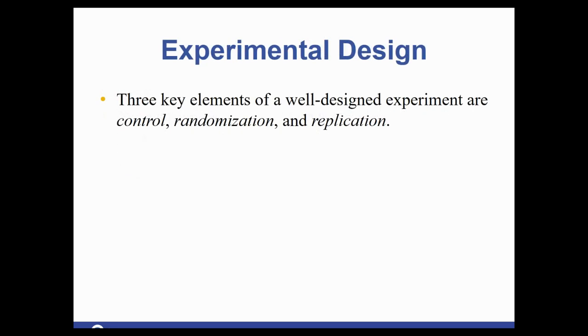So with an experimental design, you really need three things. You need control, you need randomization, and you need replication. These are three of the things that you're checking for at the end of a statistical study as well, to make sure, did I do it well? Did I have the control? Did I have the randomization? Did we do the replication?